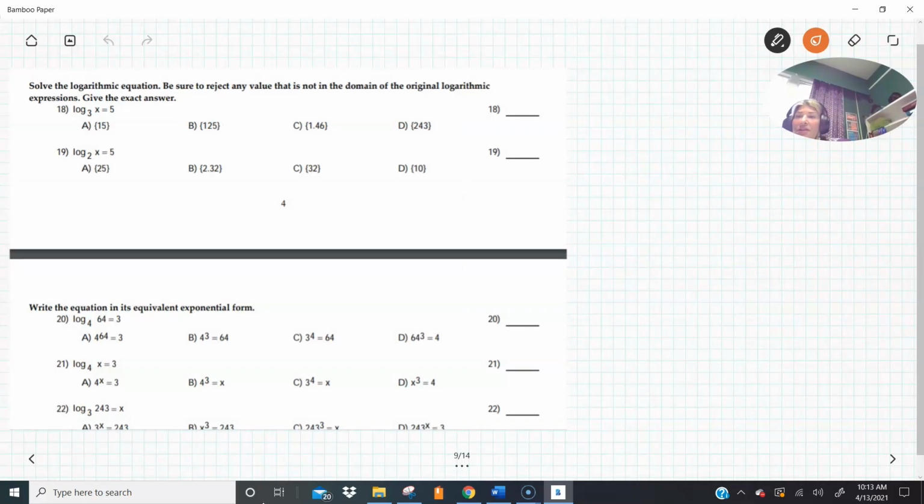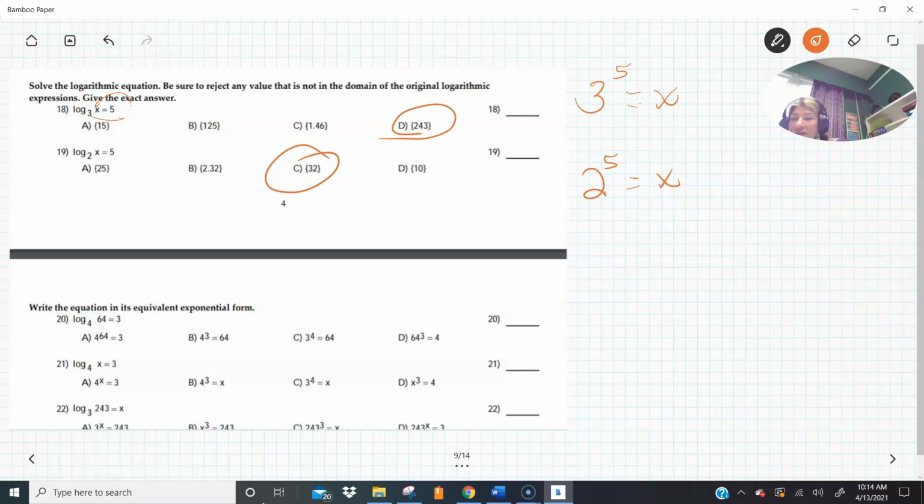All of these are for you to solve the logarithmic equation using exponential. For number 18, it would be 3 to the 5th equals x, using that under the log and then back over the log. Use your calculator to do 3 to the 5th power. And you'll find out that it's 243. Problem number 19 would be 2 to the 5th power equals x. So 2 to the 5th power is 32. The answer is C for number 19.